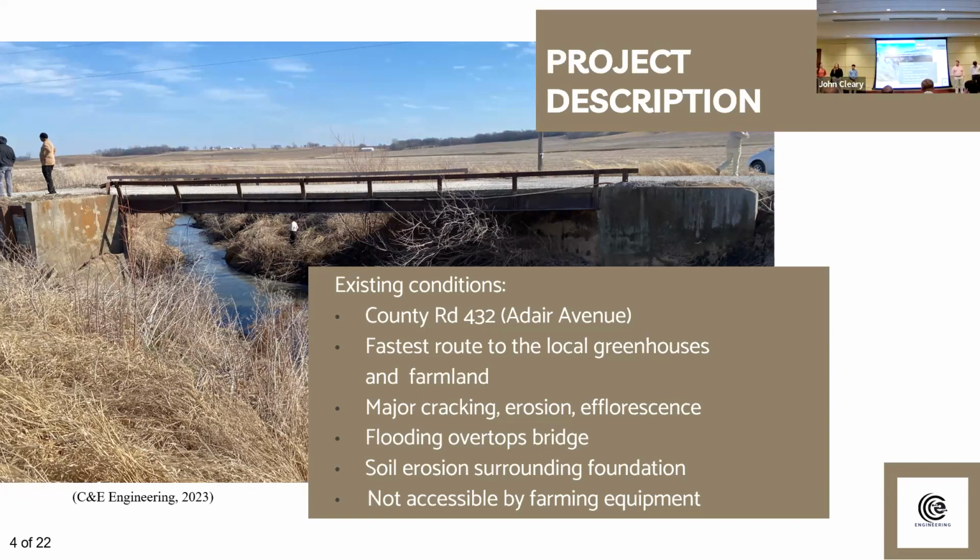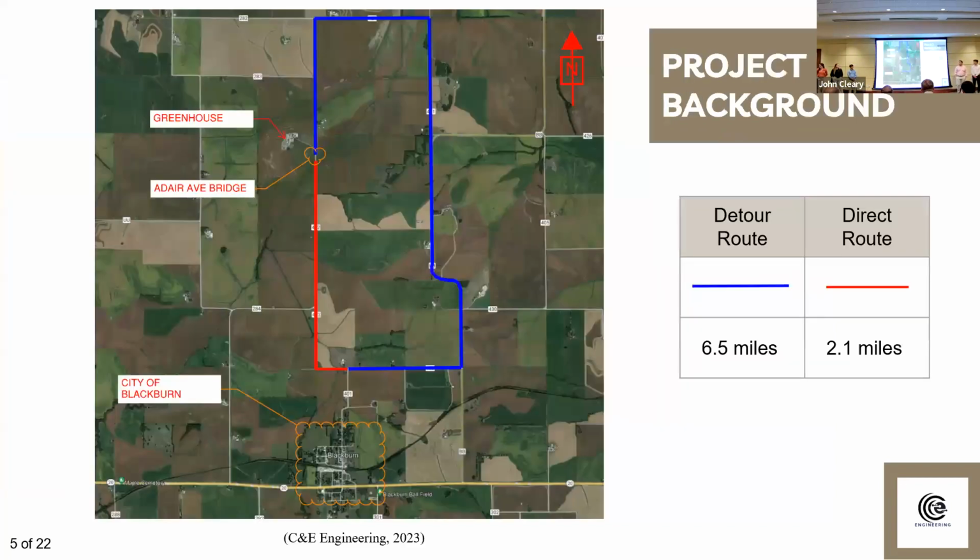and also along the existing creek bed, causing it to not be accessible to large farming equipment. So part of this issue is because the large farm equipment is not able to cross the bridge, they're forced to use the 6.5-mile detour to get from the greenhouse to the city of Blackburn. If the bridge was accessible, they would be able to use the 2-mile route and get to the city a lot faster.